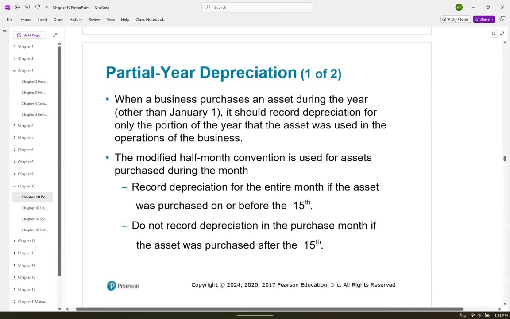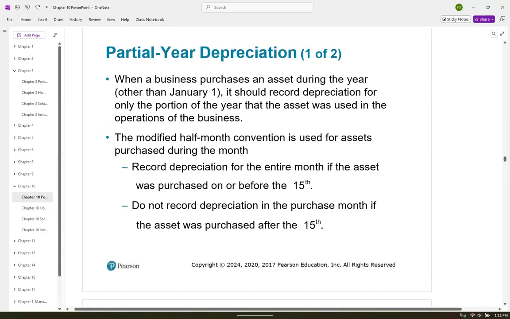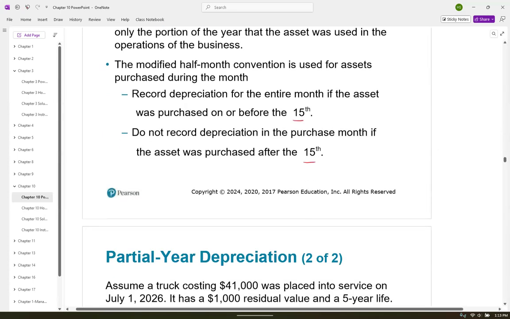Okay. The last thing in this section is a partial year depreciation. Okay. We could do the modified half month convention. This is used on assets purchased during the month. So we would record the depreciation for an entire month if the asset was purchased on or before the 15th. We would record none if it was after the 15th.